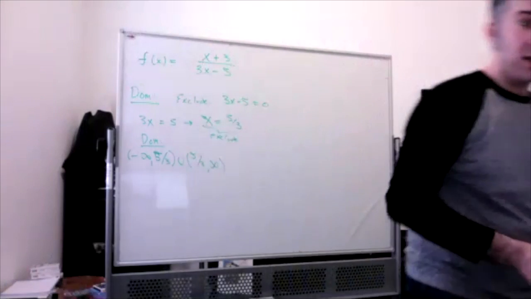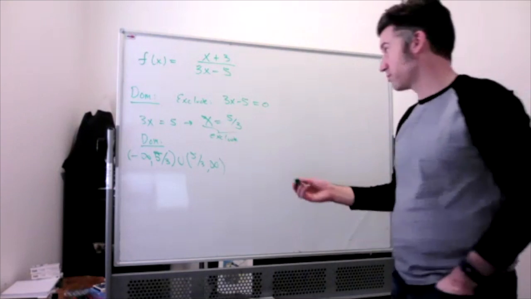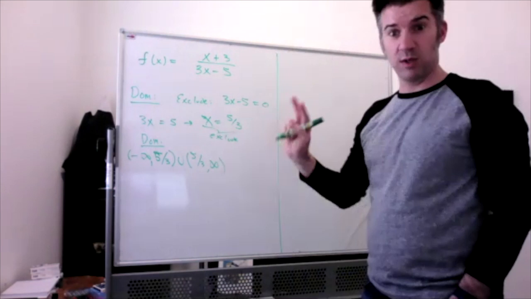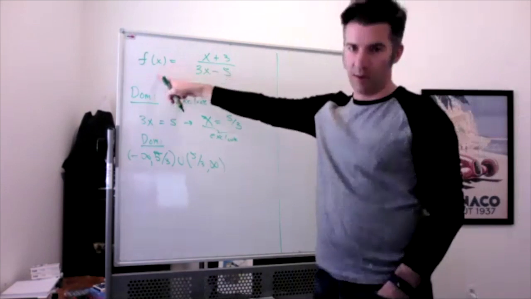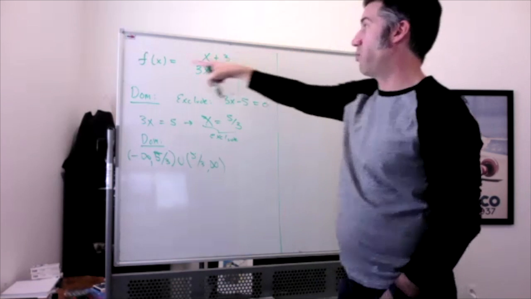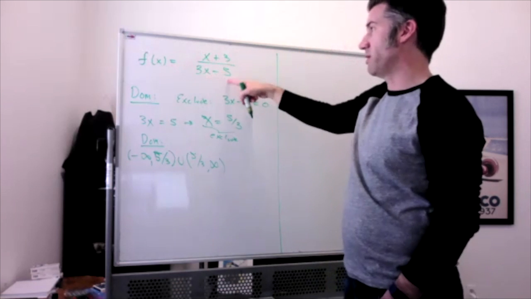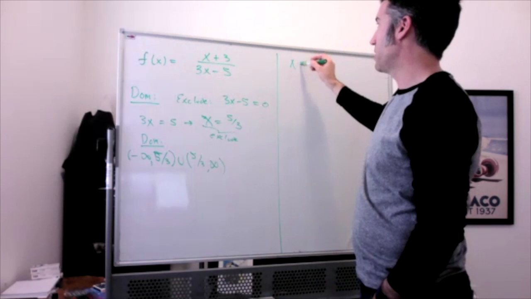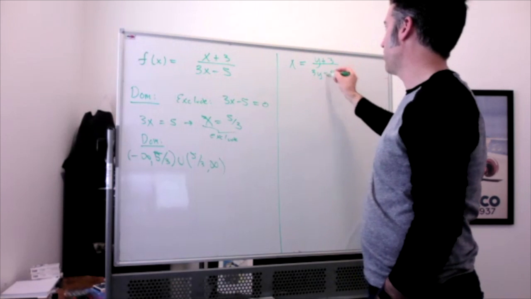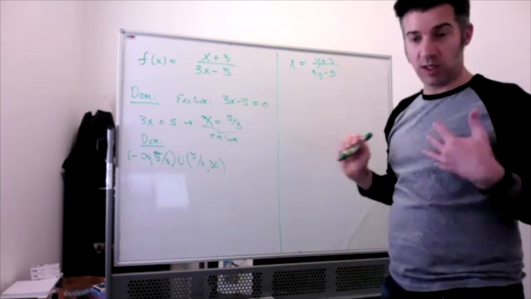To find the range, we have to find the inverse function. So to find the inverse, we switch x and y. I suppose we call this y, and then we switch x and y. So instead of y equal to (x plus 3) over (3x minus 5), we're going to have x equal to (y plus 3) over (3y minus 5). So we switched x and y.